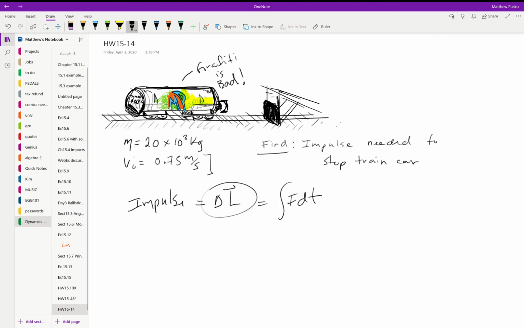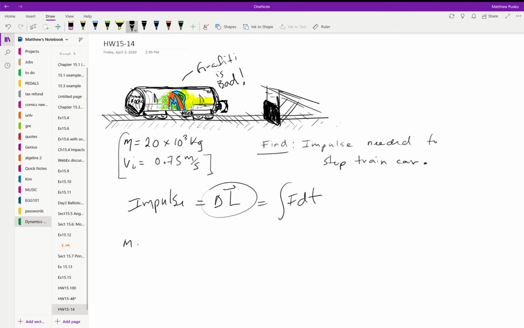So, that being said, what we have is a train car moving at 0.75 meters per second, and it weighs 20 times 10 to the third kilograms. That's its mass. So they want to know the impulse needed to stop the train car. We only have enough information to work with momentum, really. Impulse means change in momentum. Let's go ahead and use impulse momentum theory.